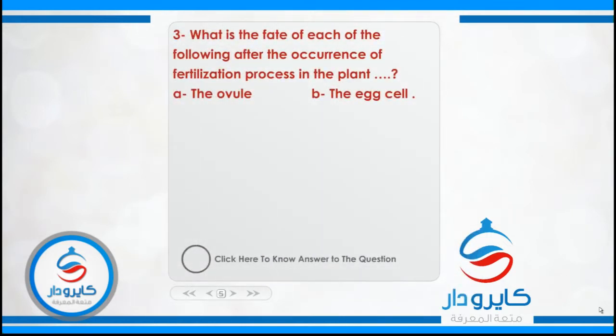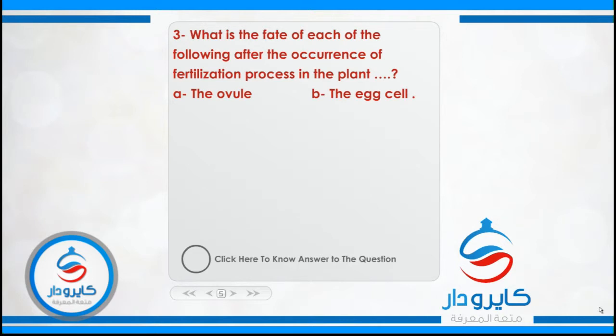The next question: what is the fate of each of the following after the fertilization process in the plant? The ovule and the egg cell. We understand that the ovule is the embryo sac, which contains all the cells and nuclei inside it, and the egg cell is one cell located inside the embryo sac, facing the micropyle.